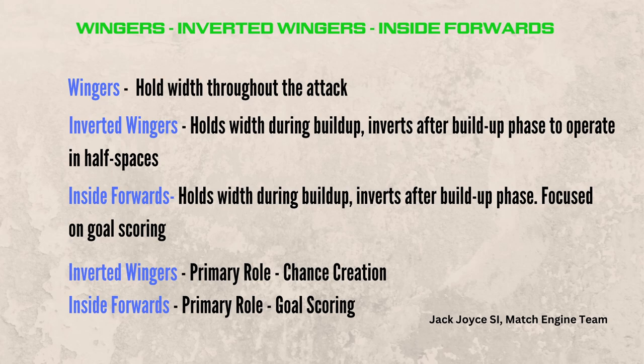A half space is the space between players. It might be a fullback and a winger. They'll occupy that space in between players. Inside forwards hold width during build-up. They invert after the build-up phase, moving inside, looking for space. Their job is to focus on goal scoring. So inverted wingers are primarily creators and inside forwards, goal scorers.